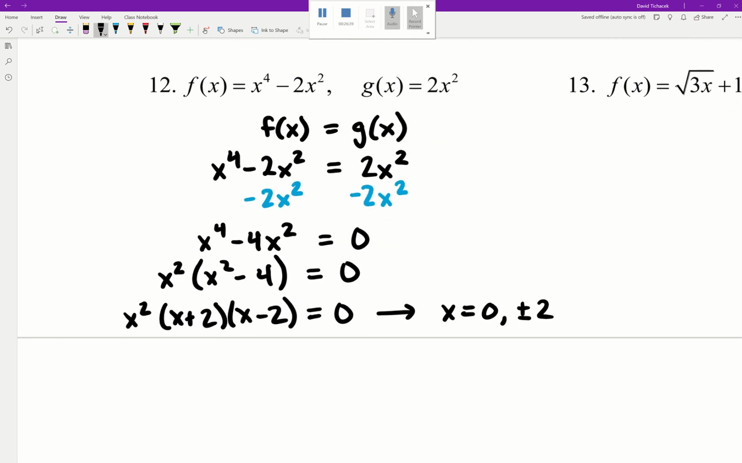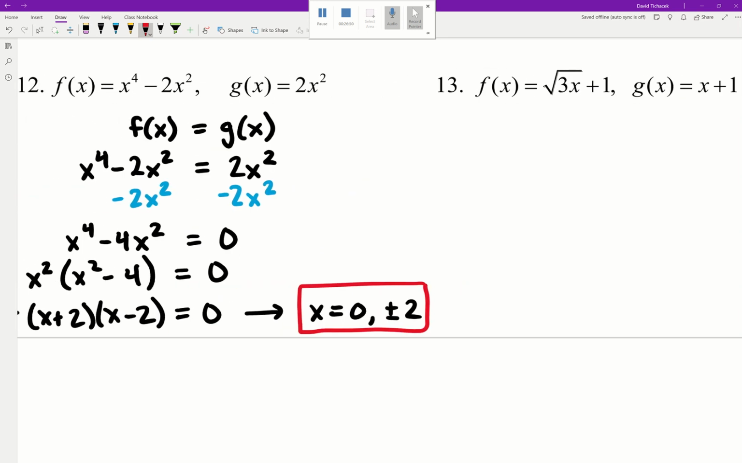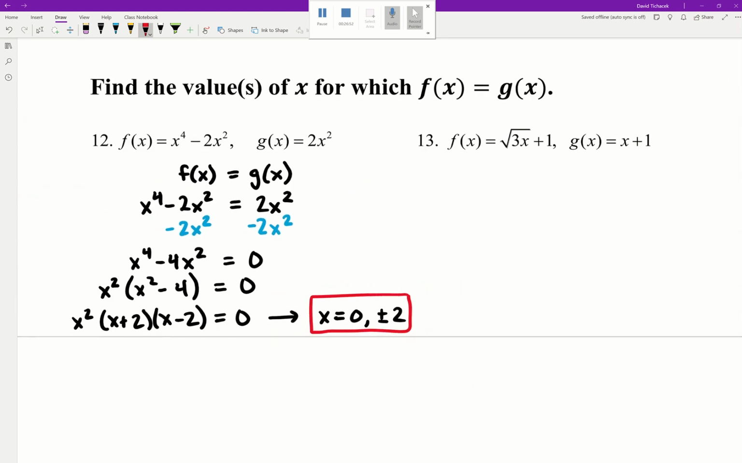So if you were to plug in any of these inputs, 0 or positive 2 or negative 2, into these two functions, you would get outputs that are exactly equal to each other, okay? It would be the exact same thing for number 13. You would just want to set them equal and solve. So I'm going to go ahead and skip out on that one.